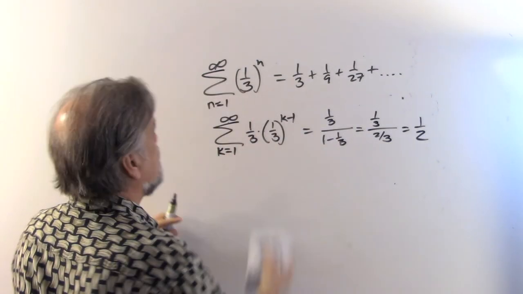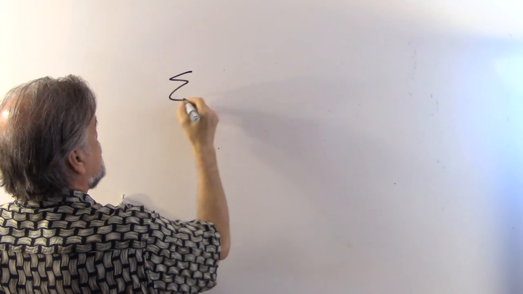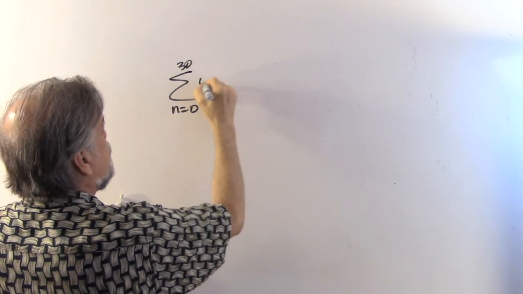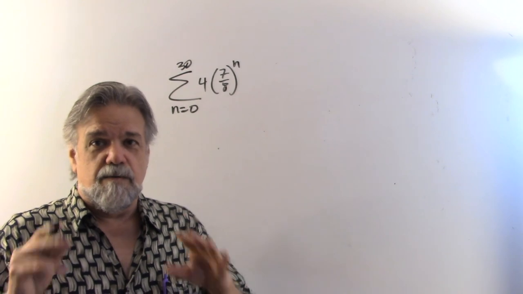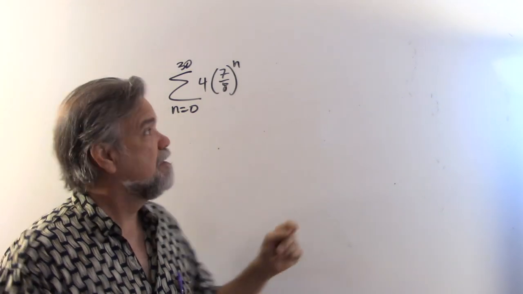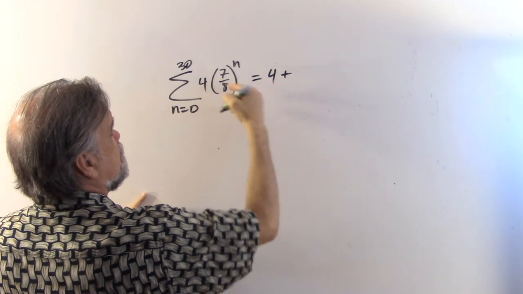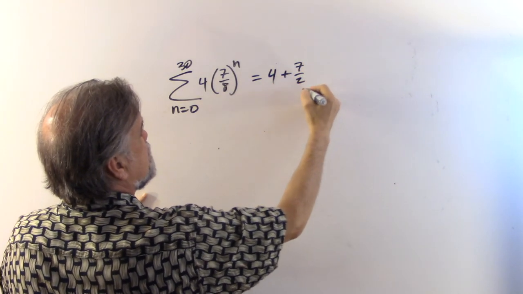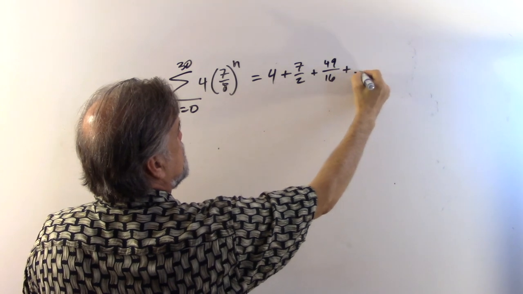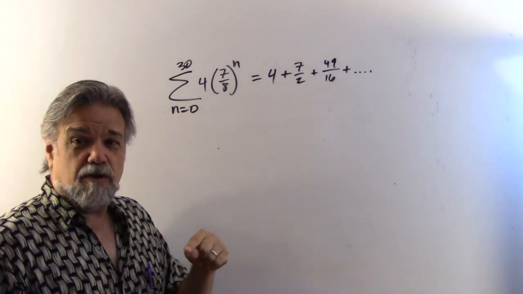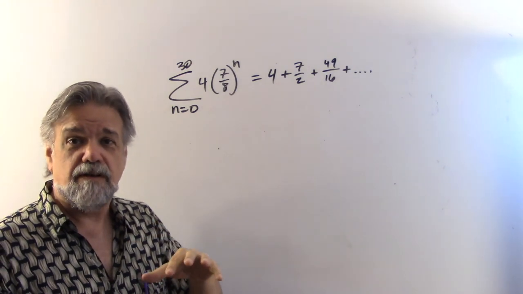Last example is, let's take the sum as n goes from 0 to 30 of 4 times 7/8 to the n power. Okay, again, be careful here. Write out the first couple of terms. So this is going to be 4 times 7/8 to the 0, that's 4, plus 4 times 7/8, that's 3.5 or 7 over 2, plus 7/2 times 7/8, that's plus 49 over 16, plus etc. Okay? How many terms do we have? We're going from n equals 0, not 1, but 0 up to 30, and that's 31 terms.